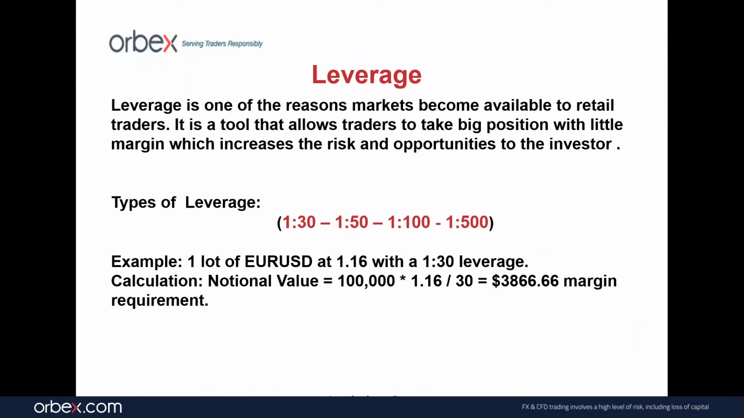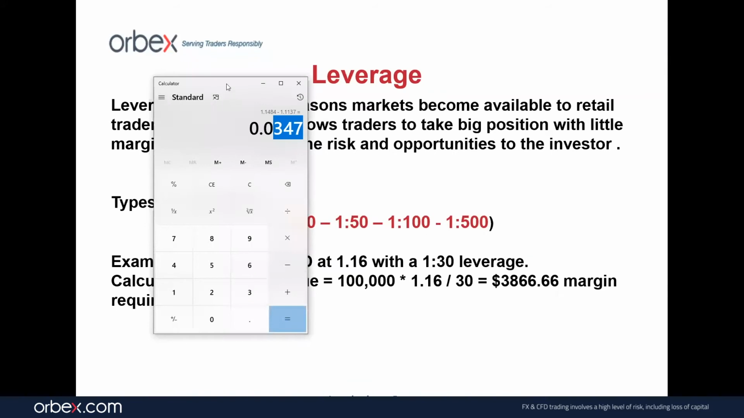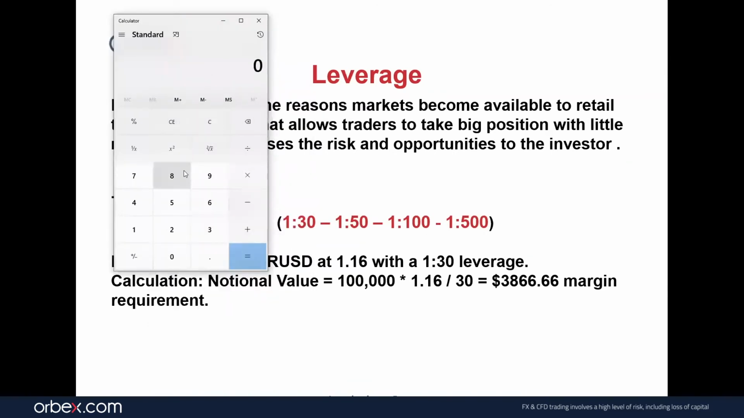The type of leverage you might see on a daily trading basis is 1 to 30 up to 1 to 500. As an example, one lot of EUR/USD at 1.16 with a 1:30 leverage. The calculation is, as I said on the last slide, one lot is 100,000 notional value, times the rate, divided by the leverage. That's how much margin we need. Based on the margins that we offer, if you wanted 1 to 500 leverage, which is the biggest leverage that we offer, it's 100,000 times 1.16, divided by 500.